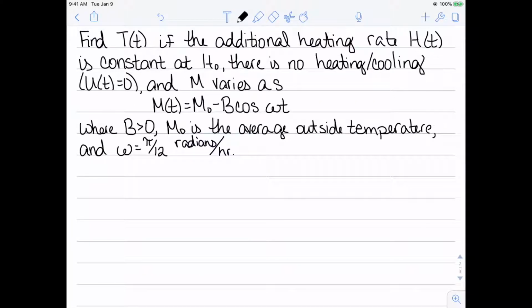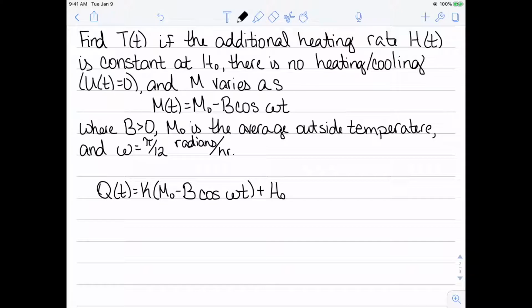For the next problem, we're going to find our building temperature, capital T of t. If our additional heating rate H of t is constant at H0, there's no heating or cooling, so U of t is equal to 0. And M varies as M of t is equal to M0 minus B cosine omega t, where B is a positive constant, M0 is the average outside temperature, and omega is equal to pi over 12 radians per hour. This would be a really good model for the situation during the spring or the fall where we don't have any cooling, and our temperature kind of goes up and down depending on if it's day or night.